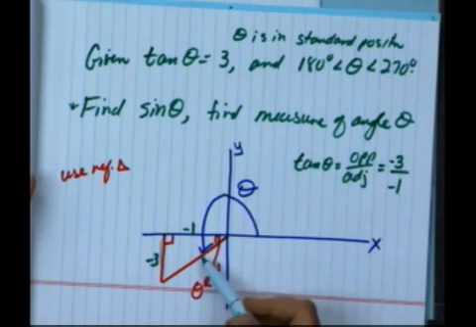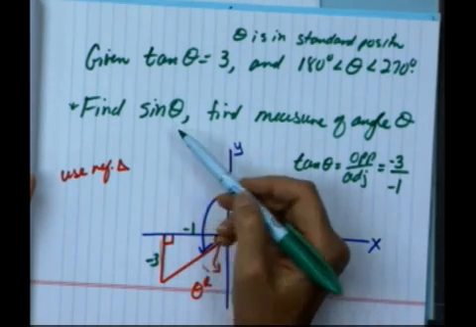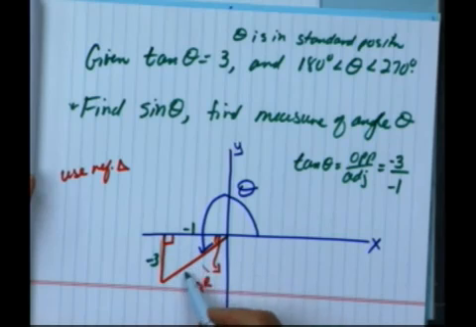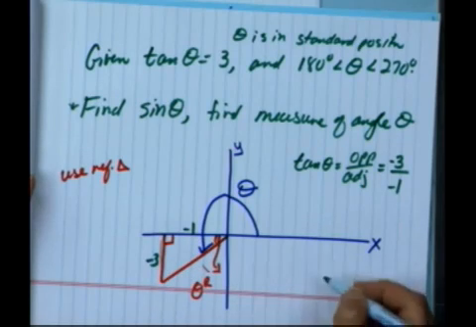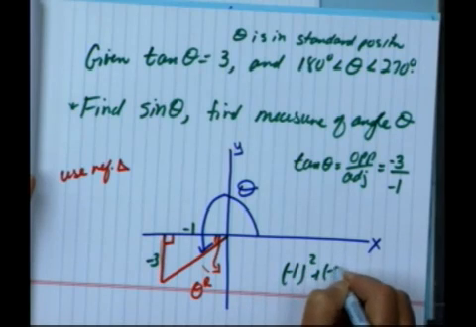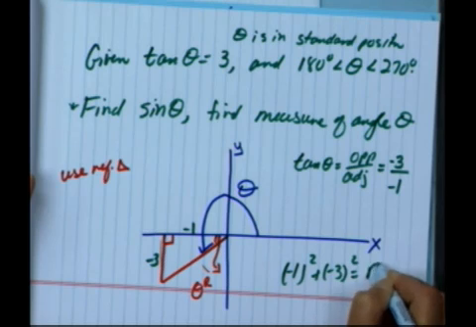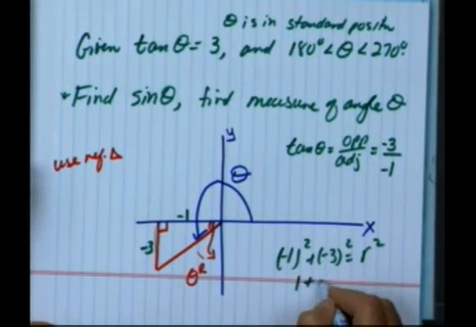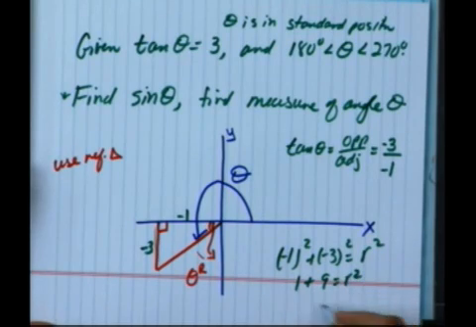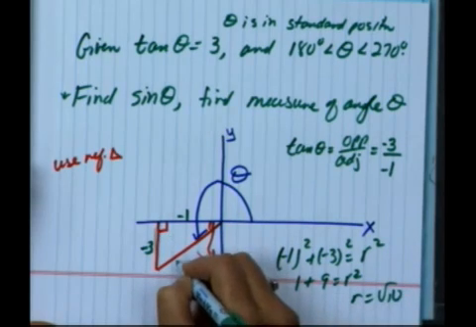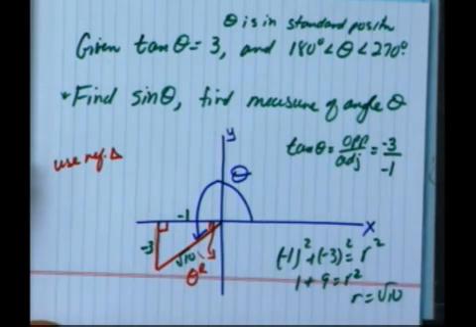Now, once we've set up our triangle, we need to figure out the hypotenuse so that we can get the sine of the big angle using our little reference triangle. We'll use our good old Pythagorean theorem to find the hypotenuse. Negative 1 squared plus negative 3 squared equals r squared, c squared, whatever you want to call it. 1 plus 9 is equal to r squared, so r is going to be the square root of 10.